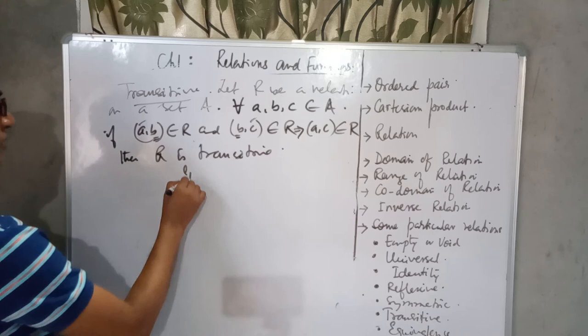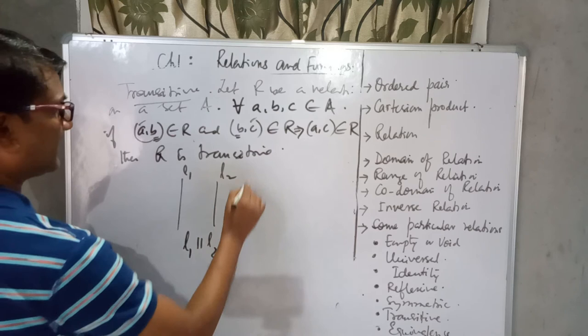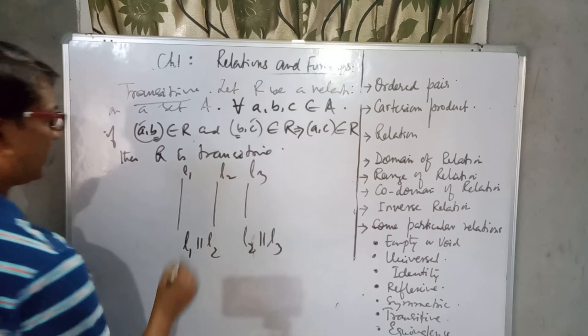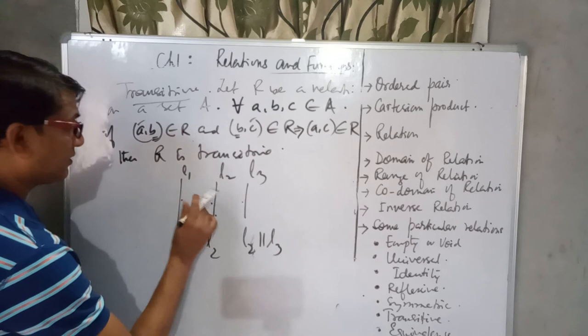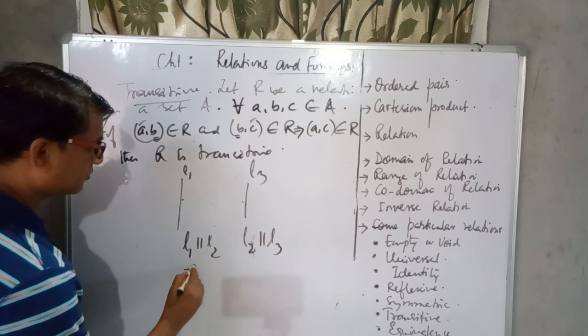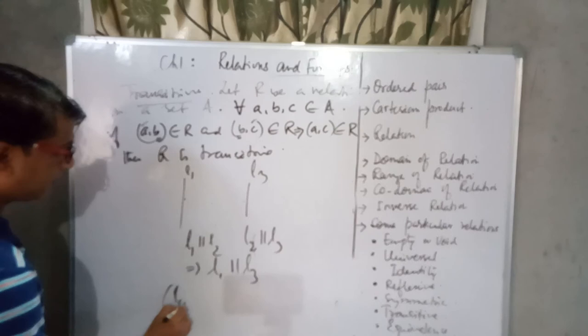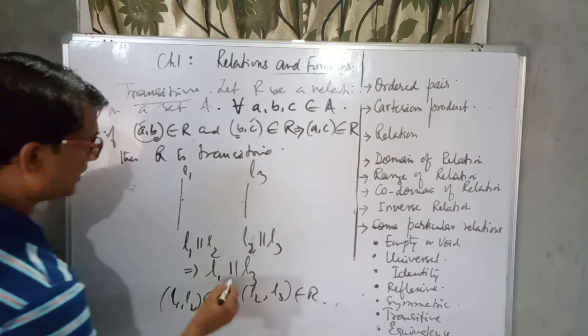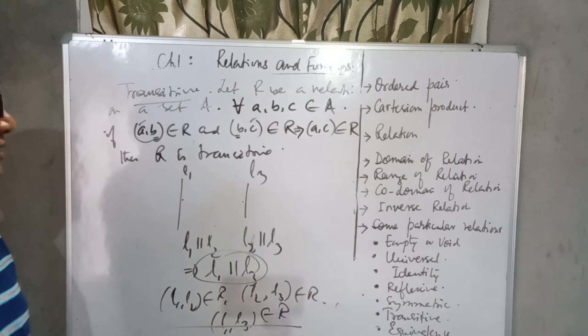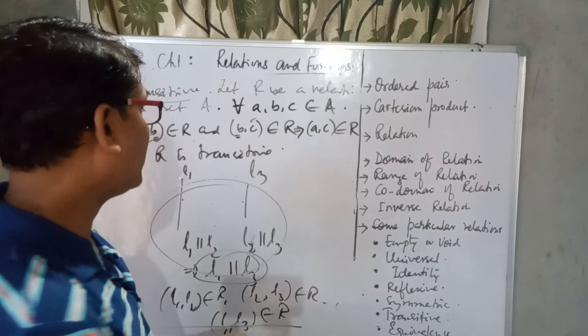Example also: here one is L1, this is L2. L1 is parallel to L2. Again, this is L3. L1 is parallel to L2, L2 is parallel to L3. What can you say? From these two, L1 is also parallel to L3. This (L1, L2) belongs to R, (L2, L3) belongs to R, and we get (L1, L3) belongs to R. So this relation is what? Transitive.